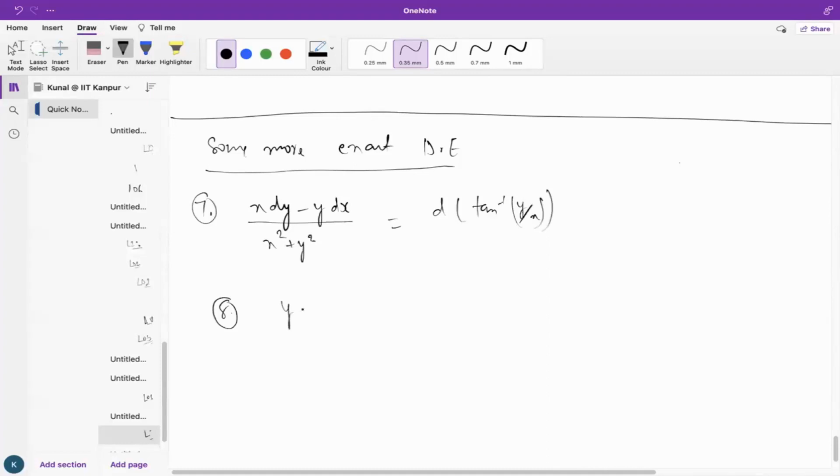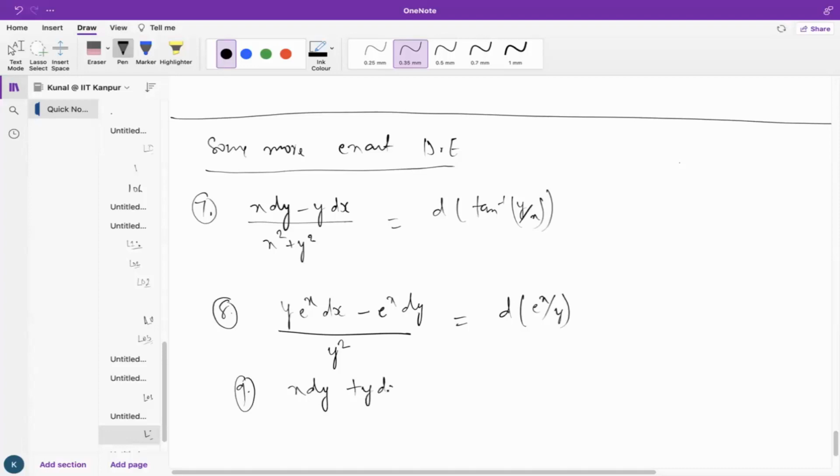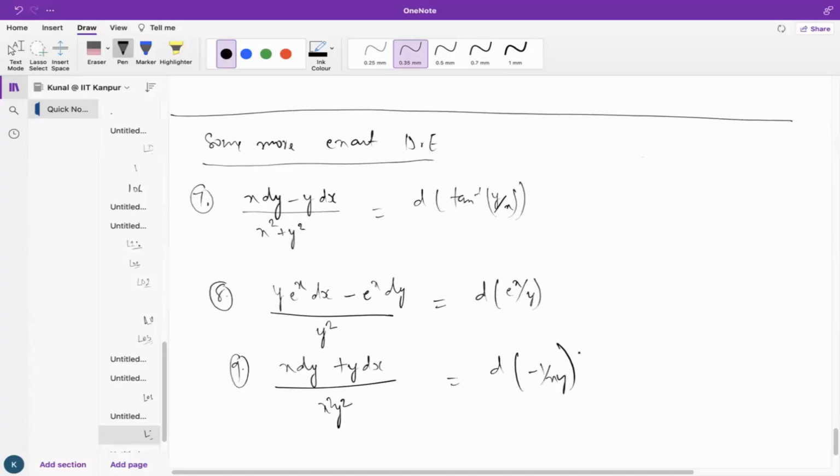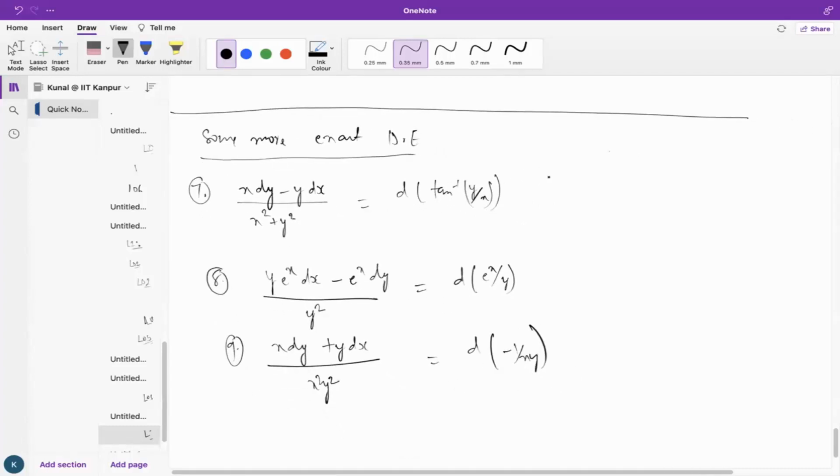Okay, so the next thing is (y e to the power x dx minus e to the power x dy) divided by y square is equal to d of e to the power x by y. Then (x dy plus y dx) divided by (x square plus y square) is equal to d of minus of xy. So these are some exact differentials that we have to try to remember. No, मतलब याद नहीं करनी है, but practice करते करते चीजें खुद ब खुद ध्यान में हो जाएंगी. So let me try to prove this.